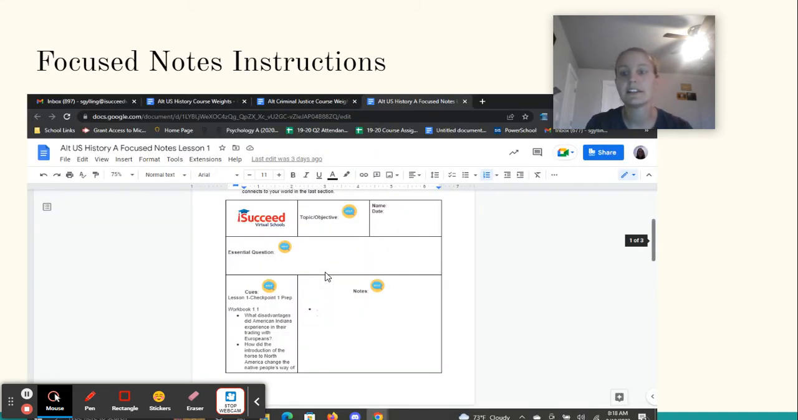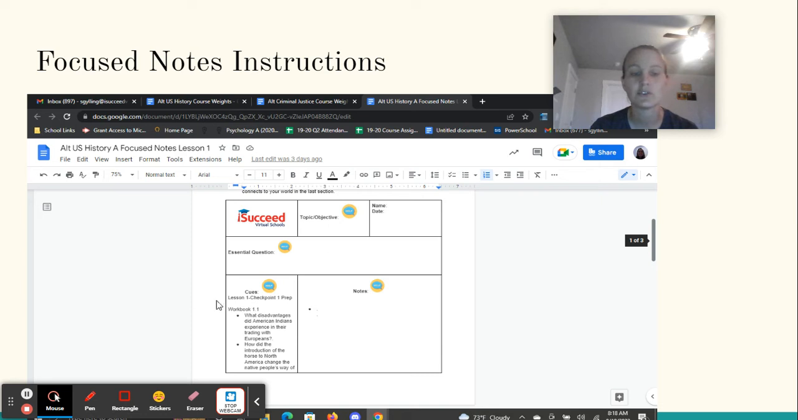So let me give you some focus notes instructions. And this will cover a couple slides. So this is what the focus note sheets are going to look like. You're going to start off by putting your name and date. You'll turn it in electronically, but sometimes it's still helpful to have that and helps you keep track. Write the topic and objective. So that's pretty much just lesson 2 and whatever it is you're learning about in that lesson.